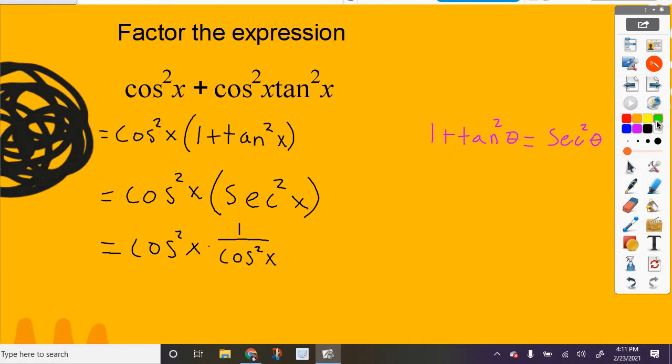And so now, since I'm multiplying, my first cosine is understood to be over 1, so I have a cosine squared in the top and the bottom. And so those are going to reduce out, and so we will just be left with 1 as our answer, which is as simple as it can basically get. So we started this one by factoring, and we ended up saying, okay, that expression is actually equivalent to just 1.